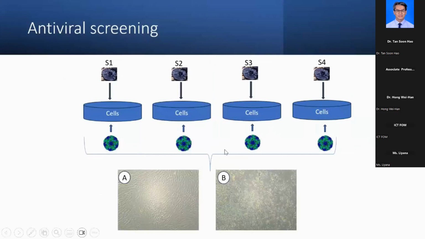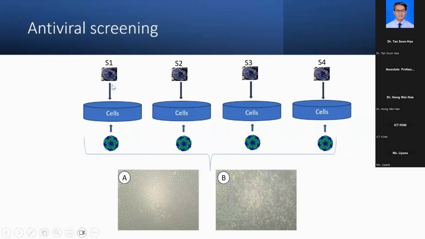Okay, then come to antiviral screening. Because we have 4 extracts and limited resources, we have to choose the best ones to continue. Before that, we need to test which ones contain the highest or strongest antiviral activity. How we perform this is, this is the cells.